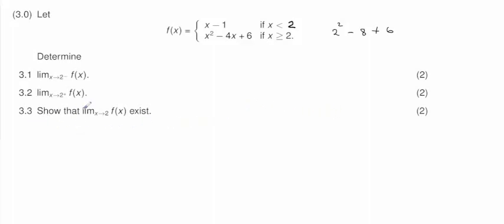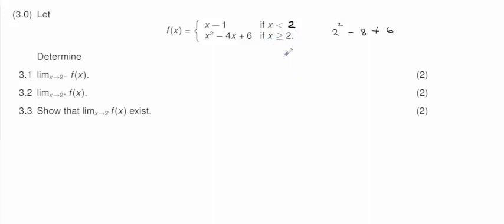Now, you are given here a function, and you are asked to determine the left-hand limit at 2 and the right-hand limit. I think what we can do, if we also understand the graph of this function, is actually illustrate graphically that the limit of this function does not exist.